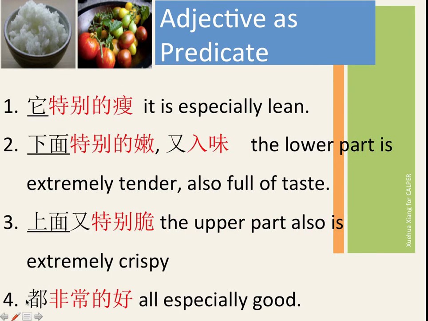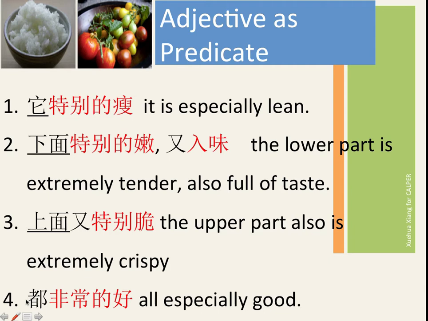We have more examples just to show you how adjectives work as predicates to describe something. For example, if some meats are really lean, like 90% lean, 它特别的瘦, extremely thin, lean. 她特别的瘦. You can also use this to describe people. 她的男朋友, so her boyfriend, 特别的瘦, is very thin.